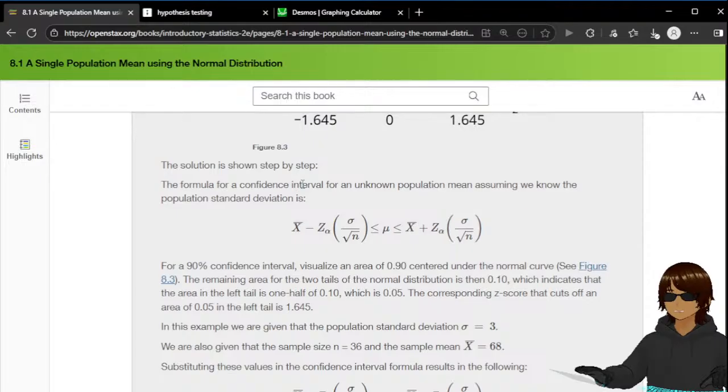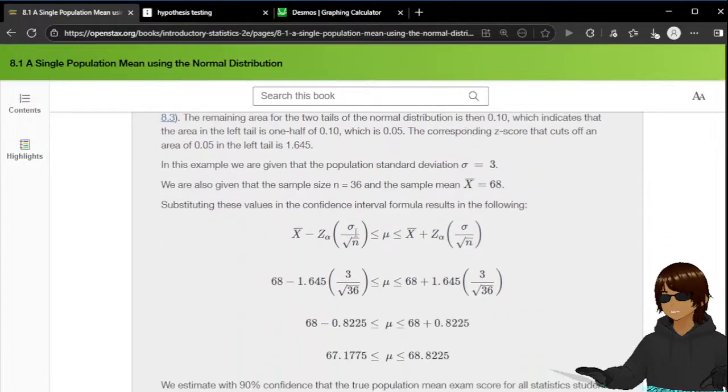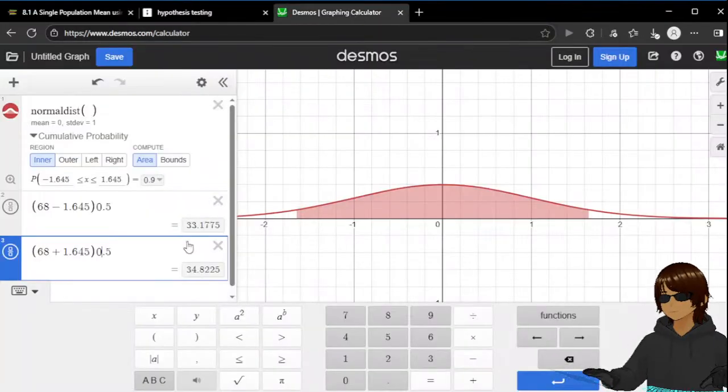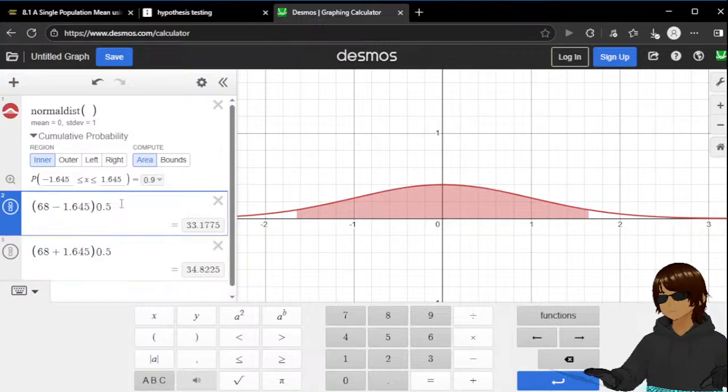The formula for the confidence interval for an unknown population mean, assuming we know the population standard deviation, is x bar minus z alpha over 2 times sigma over root n. I have to multiply the z first, right? Yeah, I have to multiply the z first.